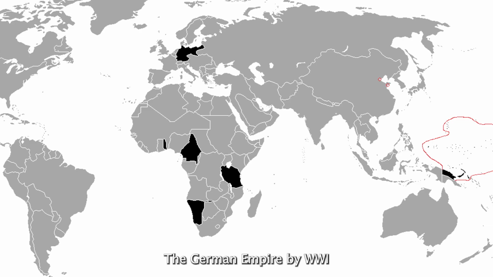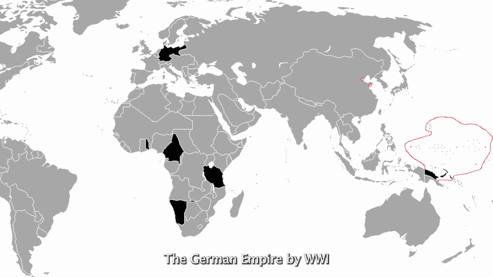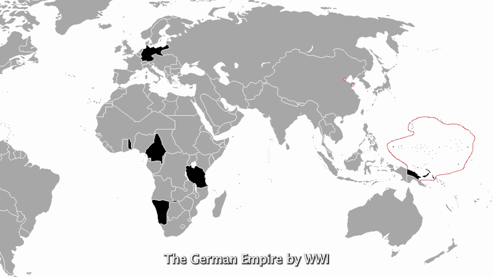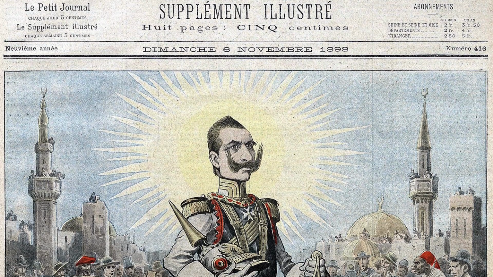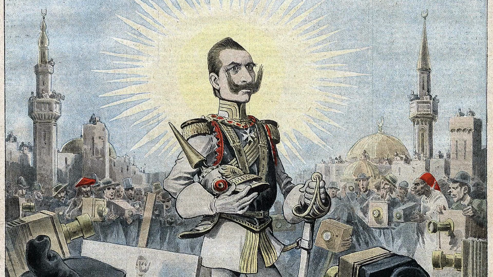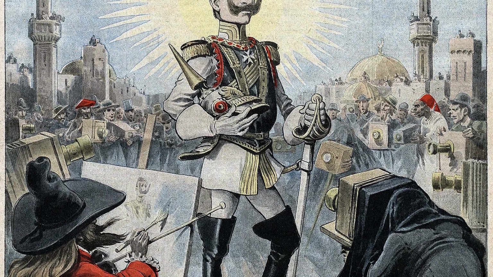From the late 1890s, Germany followed a foreign policy called Weltpolitik, or world politics. The aim was to build a German empire overseas and increase Germany's international influence, which, as you can imagine, did not go down so well with the British or the French, who resented German expansionism.